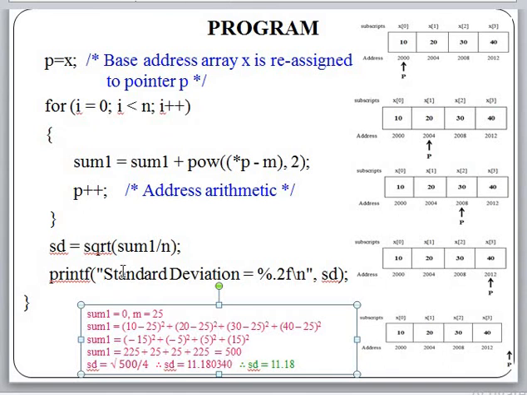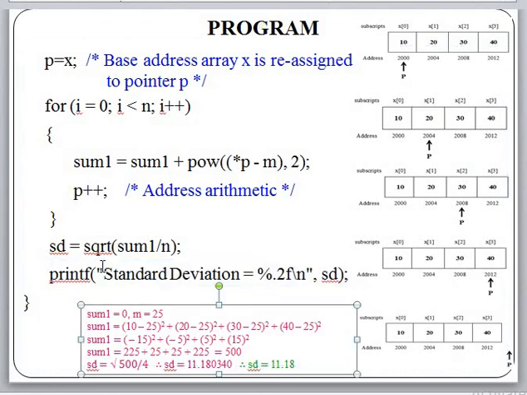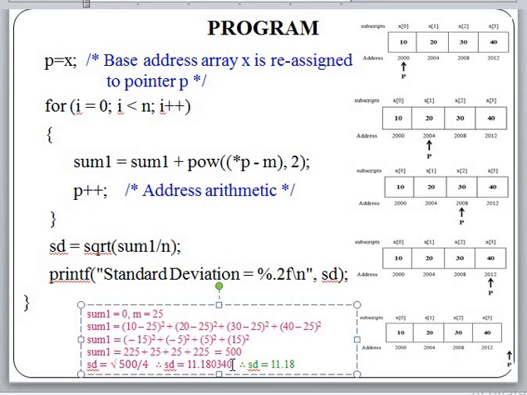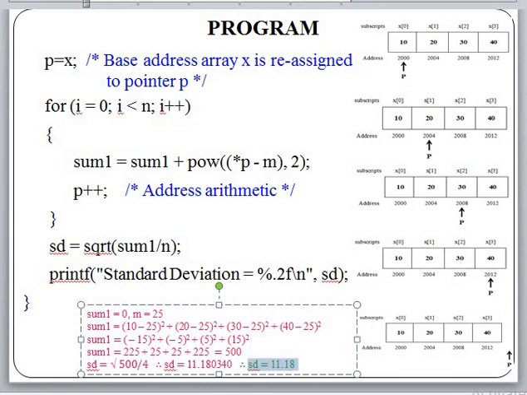11.180340. But in this printf you can observe that we are printing standard deviation equal to percentage 0.2f. Again you know that 0.2f means after the decimal point only 2 digits are required from this data. That is, from this data we are considering only 2 digits after the decimal point. So that means our answer is 11.18 only. It will print on the screen 11.18. So this is the end of the execution of this program.